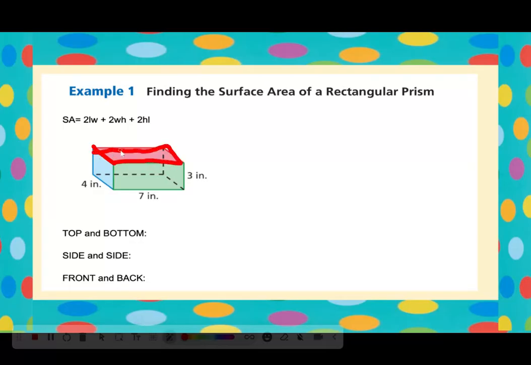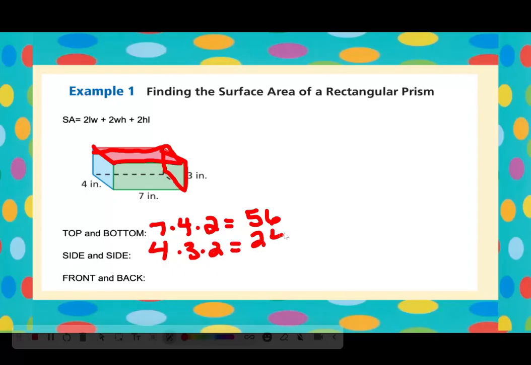For the top and bottom, we have 7 times 4 times 2, because there's a top and a bottom. So 28 times 2 is 56. We have 2 sides. So that's 4 times 3 times 2. 4 times 3 is 12. 12 times 2 is 24.